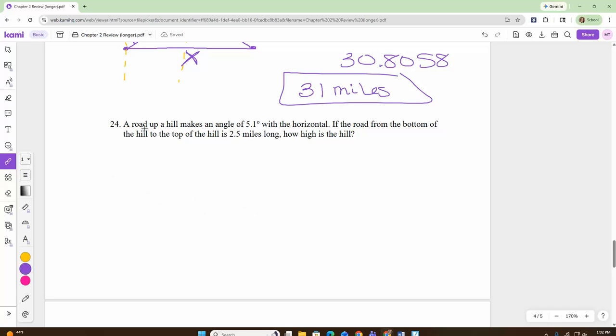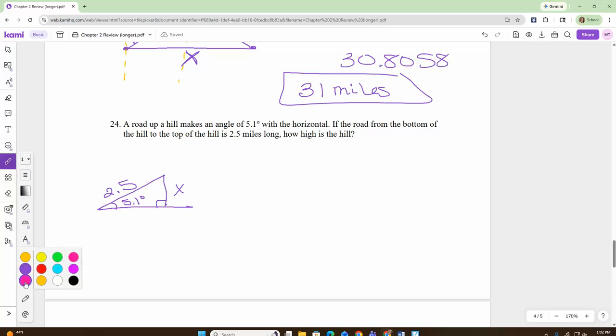24, a road up a hill. What's a road look like if it's going up a hill? Slanted. Makes an angle of 5.1 degrees with the horizontal. So horizontal is down here. My angle is 5.1 degrees. If the road from the bottom of the hill to the top of the hill is 2.5 miles long, how high is the hill? What am I looking for here? So I want this side over here. We can assume that would be a right angle.